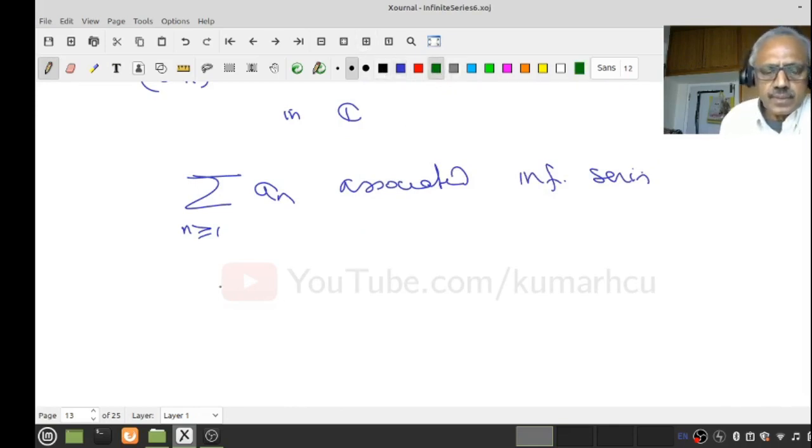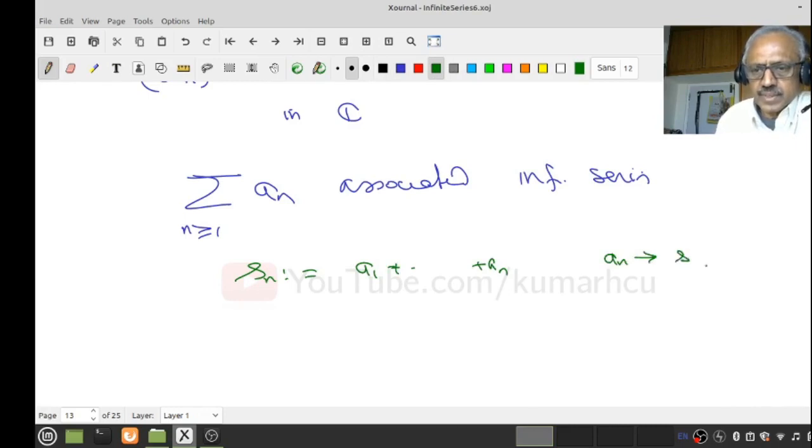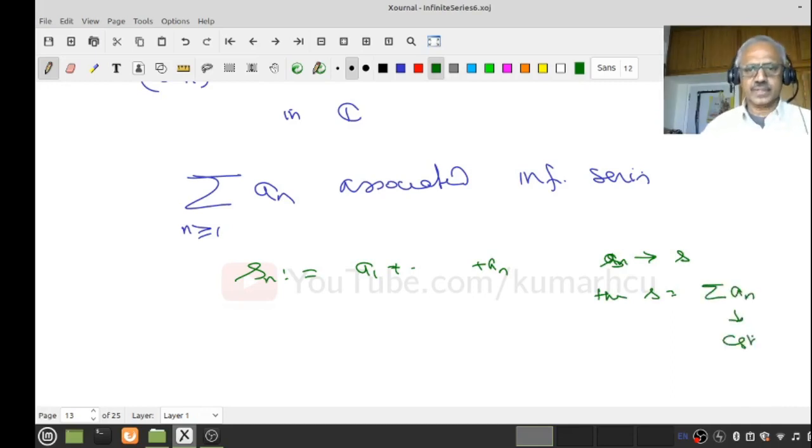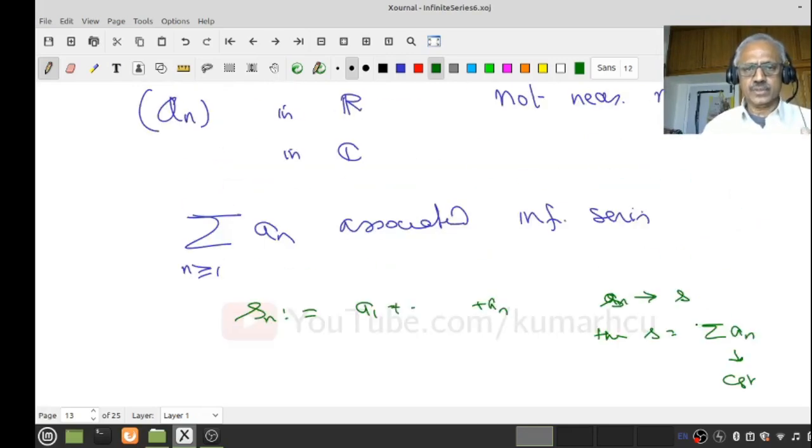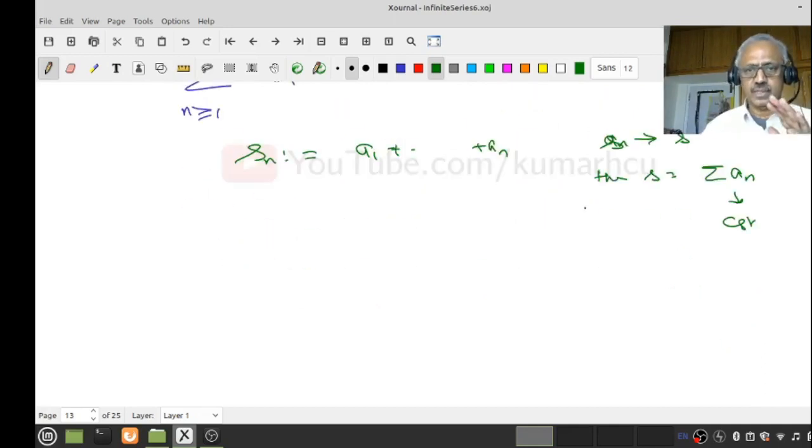Okay, and therefore if I define S_n to be a_1 plus up to a_n, and if S_n converges to S, then S is denoted by summation a_n, and I say this is convergent. This is all we have seen so far. So I am just back to arbitrary a_n, no assumptions about a_n. In fact, a_n can also be complex numbers. If you are not very comfortable with complex numbers, ignore. It could be any real number, so positive, negative, 0, anything.